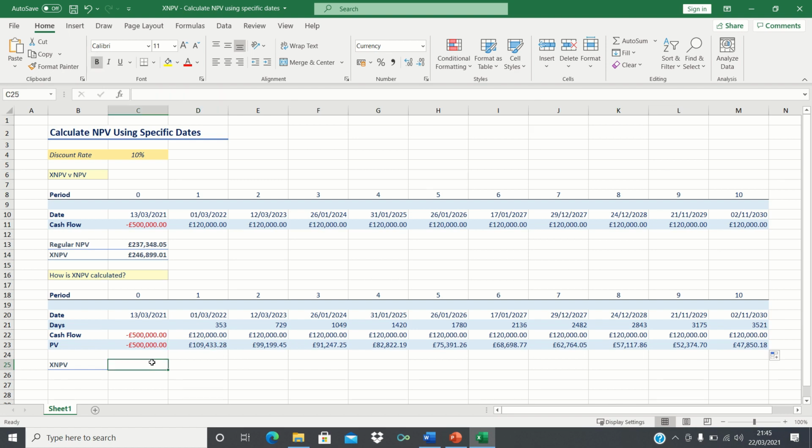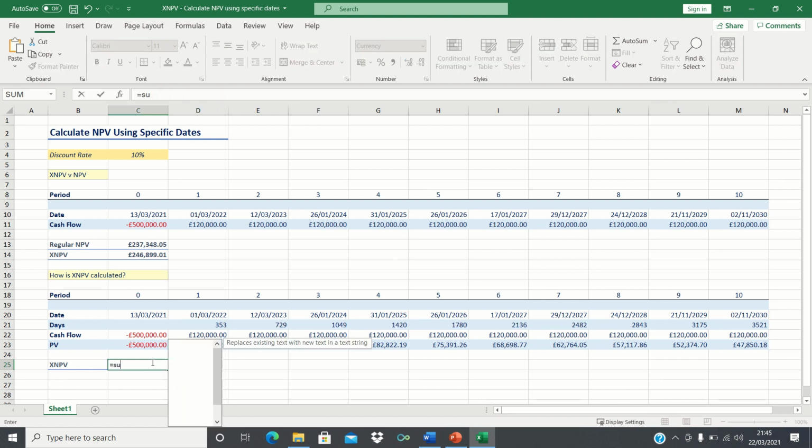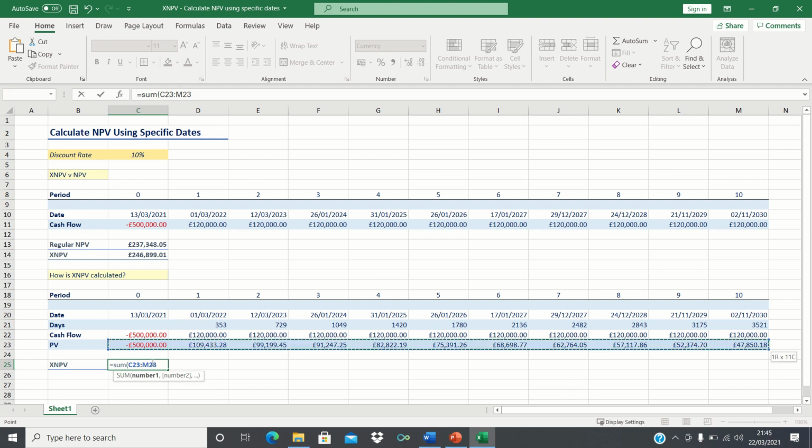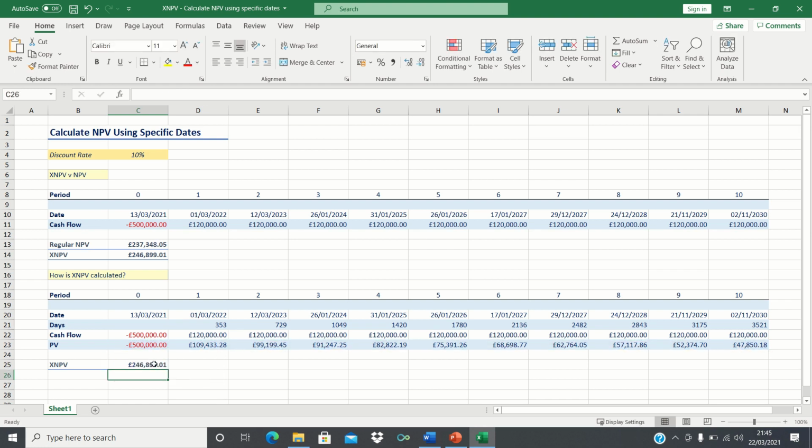To find the net present value figure, we add up all of the individual present value figures. As you can see, this gives the same answer as the one returned by the XNPV function. So that's how you can calculate the NPV using specific dates.